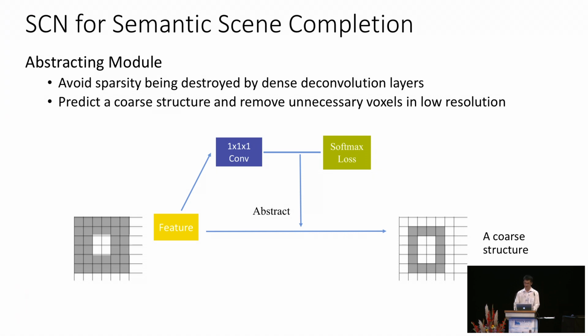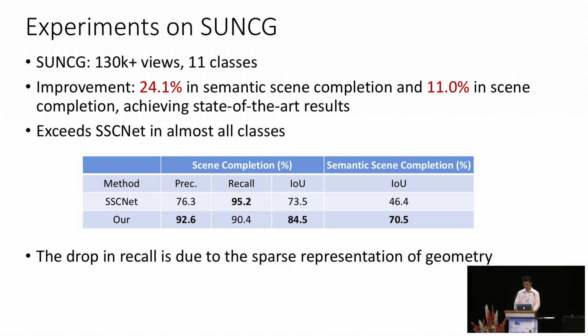Applying dense deconvolution module repeatedly can generate all missing structures, but it will soon destroy the sparsity of 3D feature maps. So we introduce abstracting module similar to OctFusion, which predicts a cost structure and removes unnecessary voxels in low resolution according to the prediction. Only valid voxels and boundaries are passed into higher resolution.